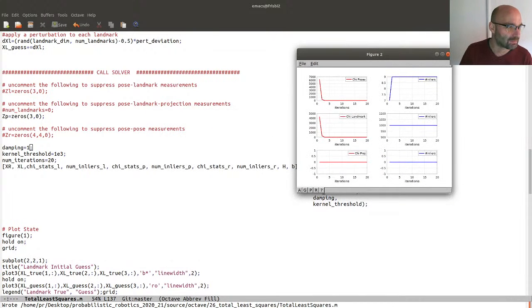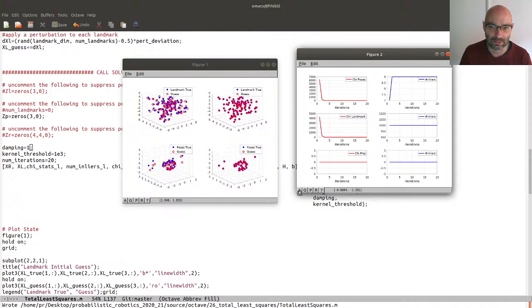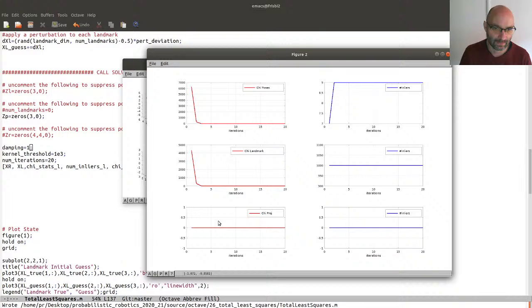Another figure that this program produces is the evolution of the chi-square. So how is my error going? And this is the fall off of the chi-square for the poses, for the chi-square of the landmarks. The chi-square of the projections stays at 0 because we disabled the projections, right? Stays at 0. And the number of inliers, well, bumps to high for the poses, and the landmarks, well, they were already considered all inliers. I don't know for what reason.